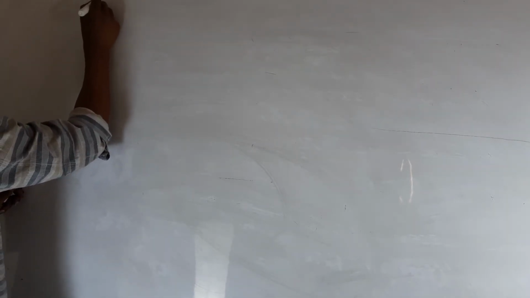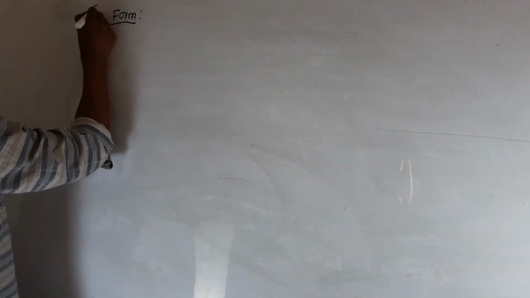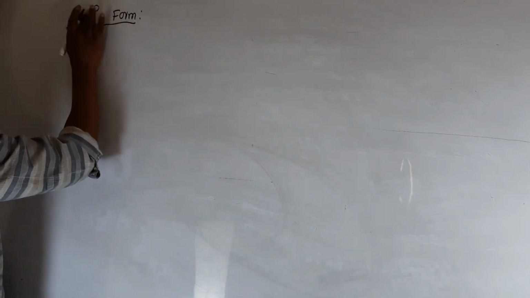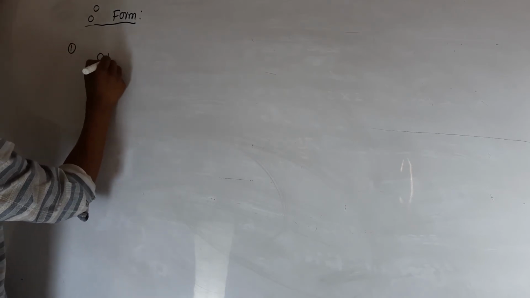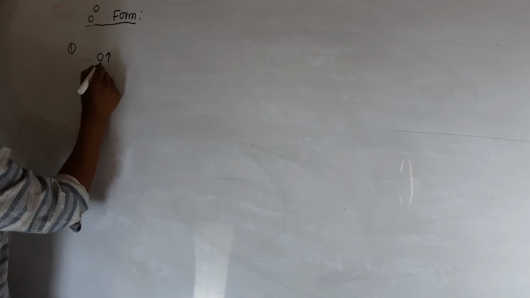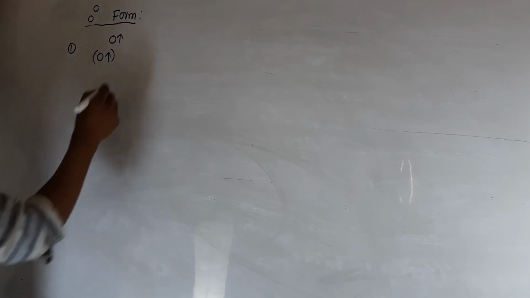Next form, which form is this one? 7th or 6th? 7th form. Okay, next form, 0 power 0 form. First case: base approaches 0, power approaches 0. It is indeterminate form.